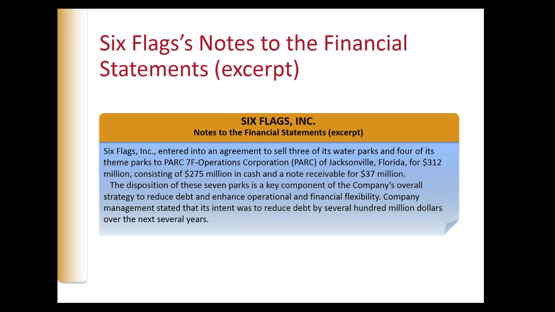Now, as you see on this slide, Six Flags went into bankruptcy due to difficulties in repaying its long-term debt. This slide describes steps taken by Six Flags to try to reduce its long-term debt. It says it entered into agreement to sell 3 of its water parks and 4 of its theme parks. The disposition of these 7 parks is a key component of the company's overall strategy to reduce debt and enhance operational and financial flexibility. Company management stated its intent was to reduce debt by several $100 million over the next several years.